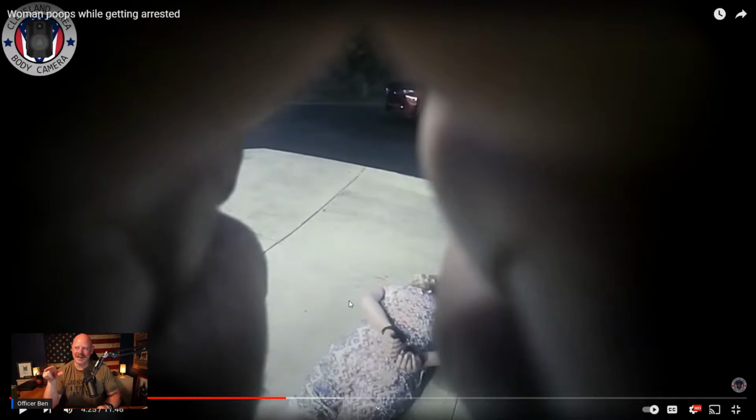What he is doing right here is a lot of body cameras have a little swivel for the lens. He's pushing his swivel down so that he can make sure that he's capturing this on body camera, probably so he can tell his buddies about it later.